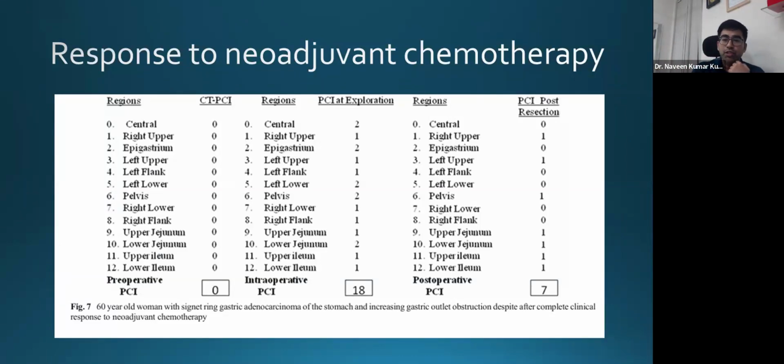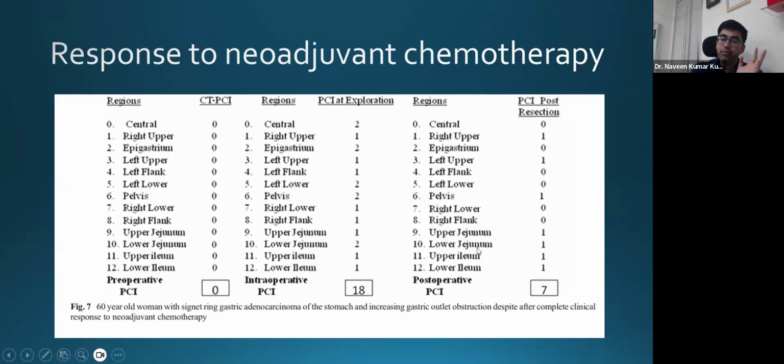So for the response to neoadjuvant chemo, I'll just give you an example. This was a 60-year-old woman with signet ring adenocarcinoma of the stomach and with gastric outlet obstruction. She underwent CRS with HIPEC after neoadjuvant chemotherapy. Now just see, preoperative PCI post chemo was 0. Imaging showed complete response. But when we did the surgery, PCI at exploration was 18 and PCI post resection was 7.